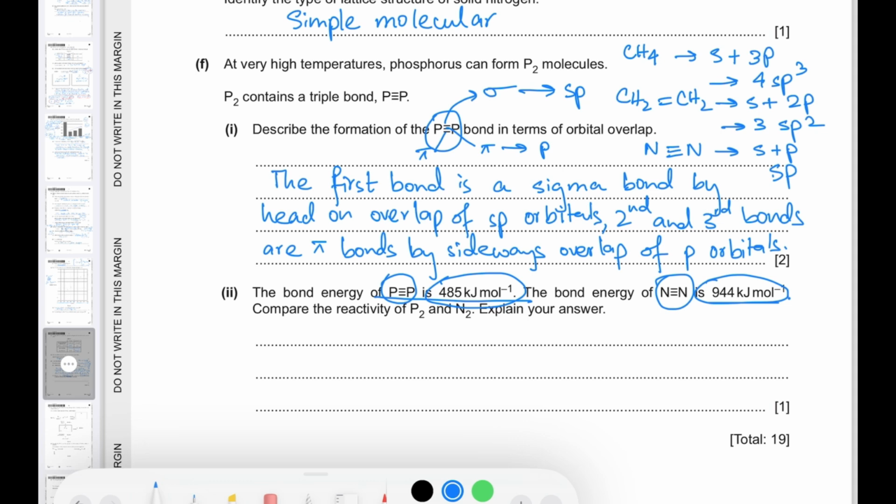The reactivity would vary inversely with the bond energy. So the stronger the bond energy, the harder it is to break this bond and have the molecule involved in a reaction. That means a much higher amount of energy is required to break the triple bond between nitrogen atoms. Therefore, the nitrogen molecule is much less reactive compared to the diphosphorus molecule.